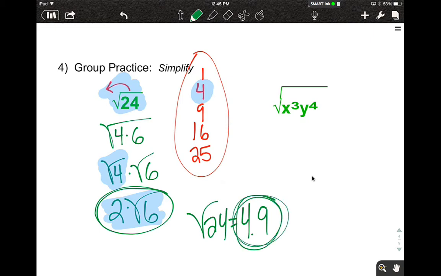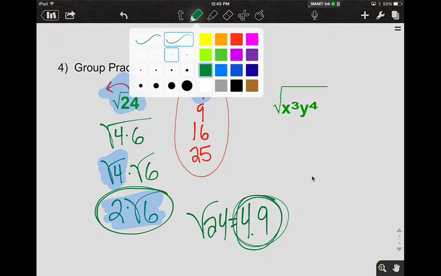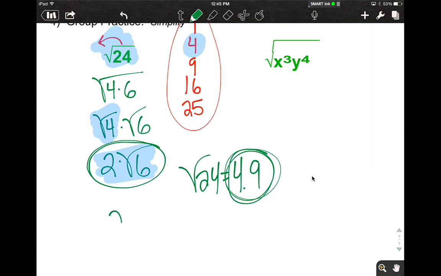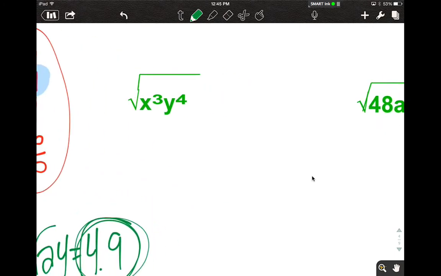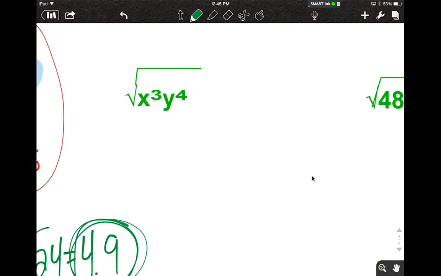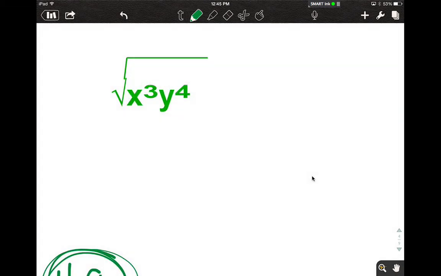And this one I'm writing, my final answer is 2 times the square root of 6. Or some people call it 2 root 6. Okay, those are 2 different ways to say that. Okay, how does it work with variables? That's interesting. How do I work with variables? Well, the thing to remember is that the square root of x squared is x.